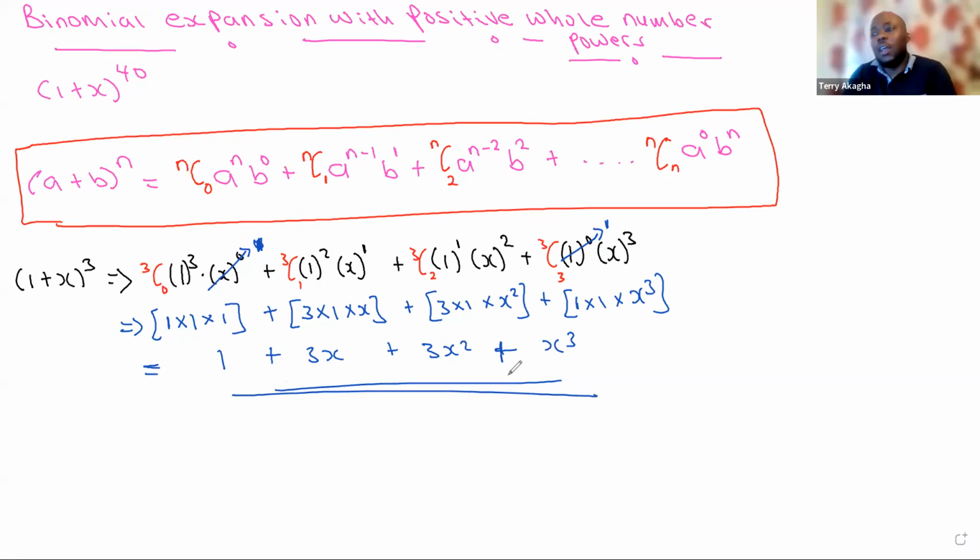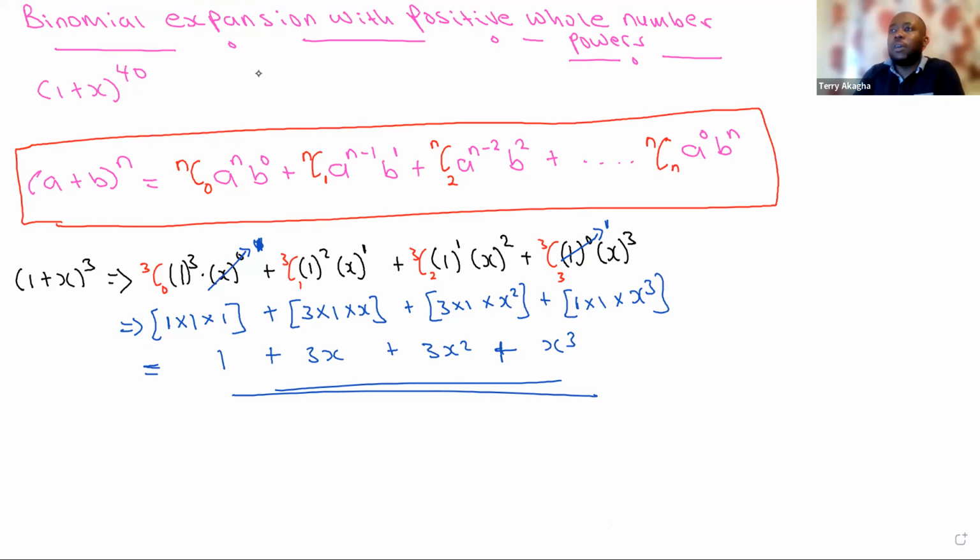So you've seen how simple it is. It's not really that difficult. You just need to know the formula and how to apply it. In the previous example, your A was 1 and your B was X. That's what we did here. So let's pick another example.